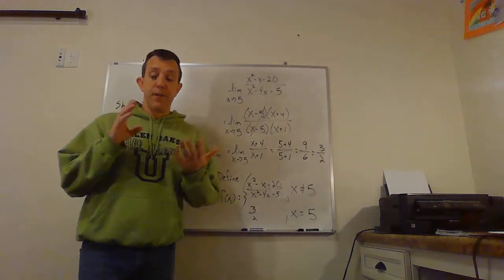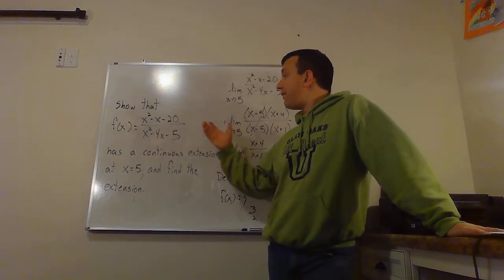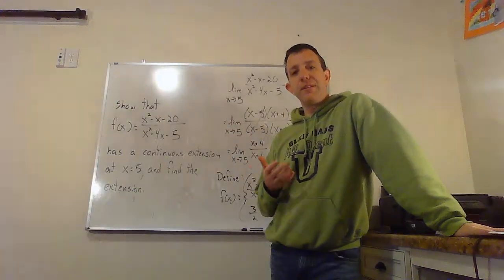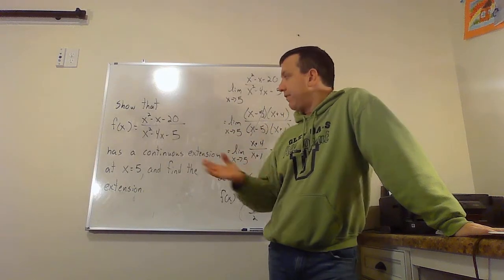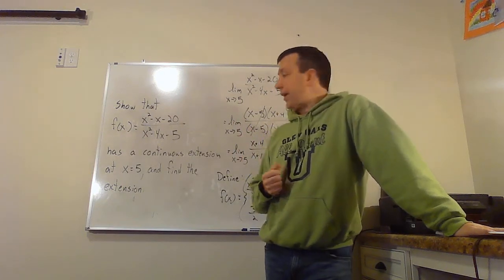And so it's usually going to be rational functions, but there are probably some others. If you have a function and you can show that the limit does exist, even though the function doesn't work there, you can plug the hole. And that's what we did.